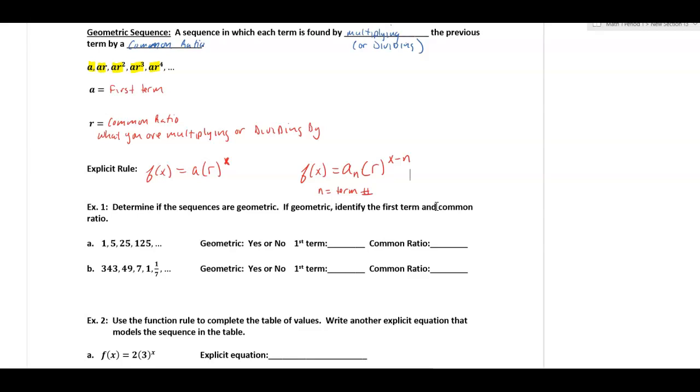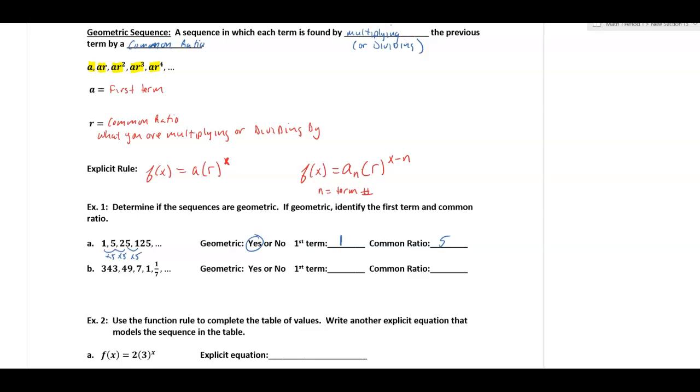So the first example is asking, determine if the sequences are geometric. If they are, identify the first term and common ratio. Well, if I look here, I'm multiplying by 5 each time. Therefore, yes, it is geometric. My first term is 1, and the common ratio is 5, because that's what I'm multiplying by each time.